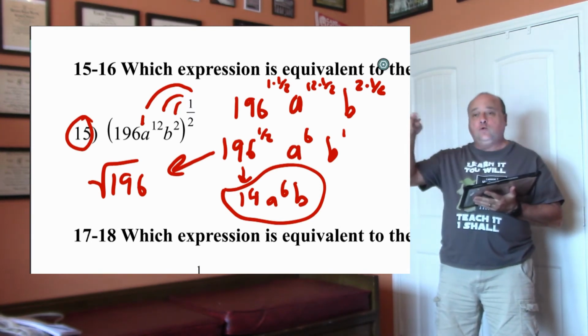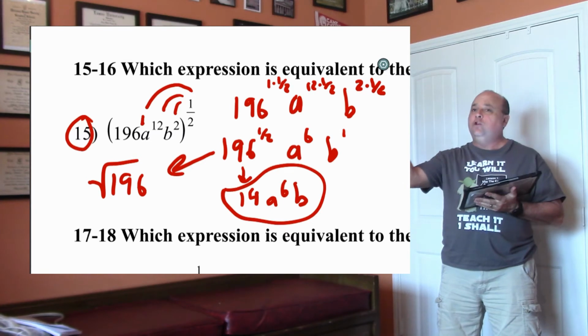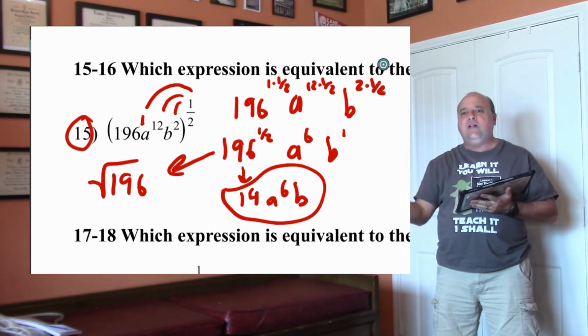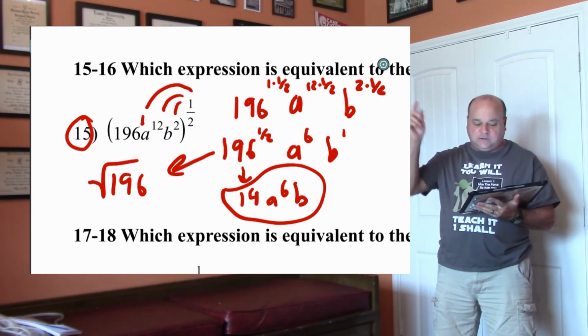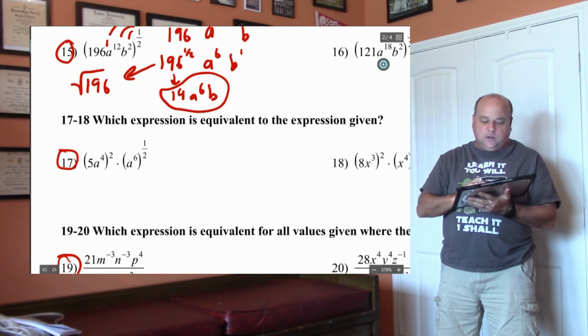When you have a power to a power, you multiply. When you multiply letters together, you add the exponents. When you divide the letters, you subtract the exponents. Let's keep going on. We're almost done.